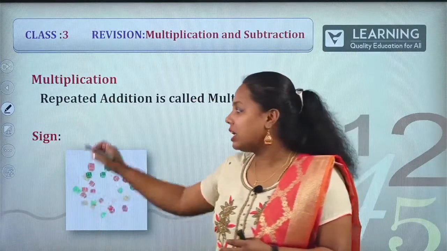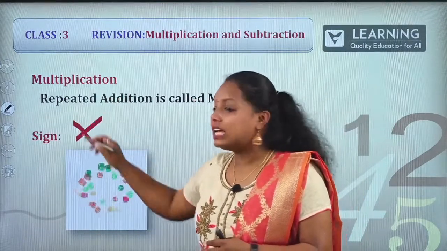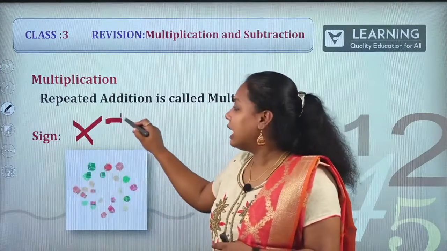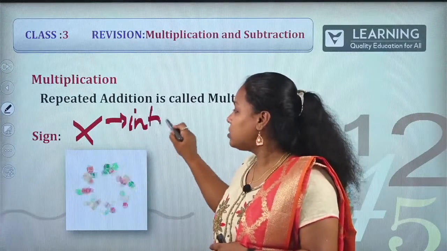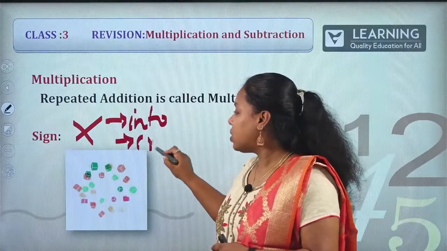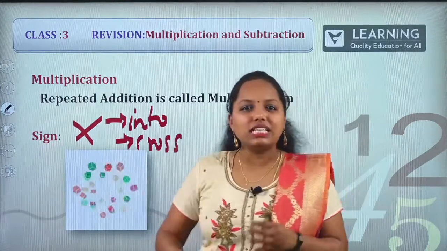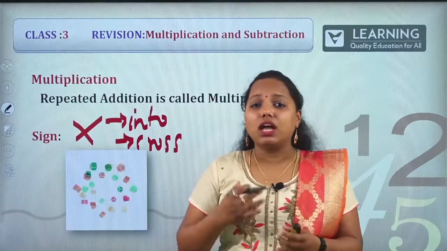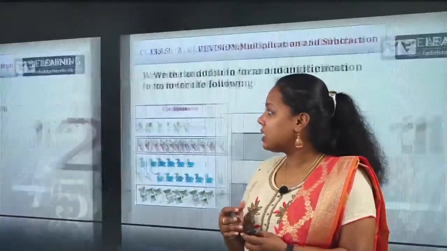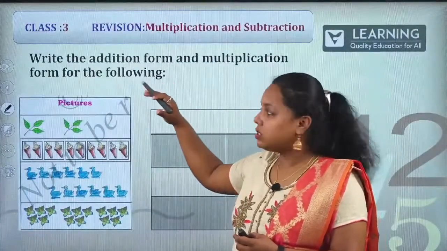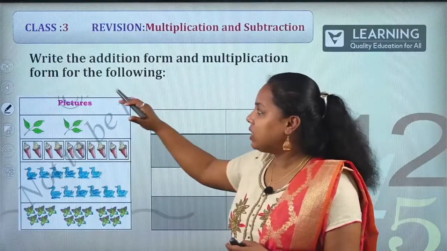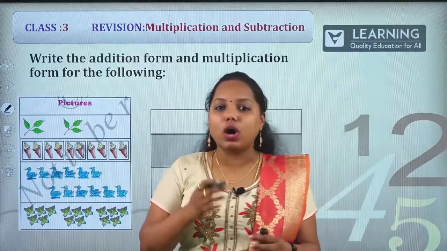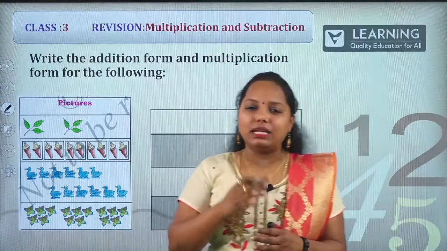Now, what is the sign? I hope you remember this sign. It is also called into, and also it is called cross. I hope you are able to see the picture. Multiplication is continuous repeated addition. Now, how about the next concept? Write the addition form and multiplication form for the following. So, addition form you have to write and multiplication form.